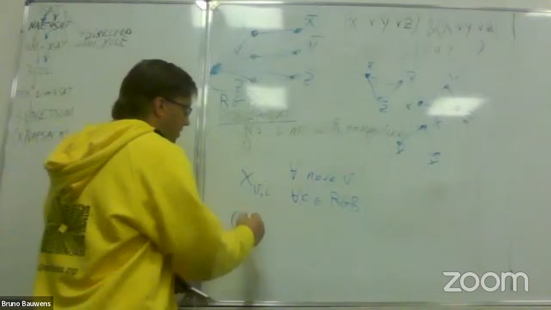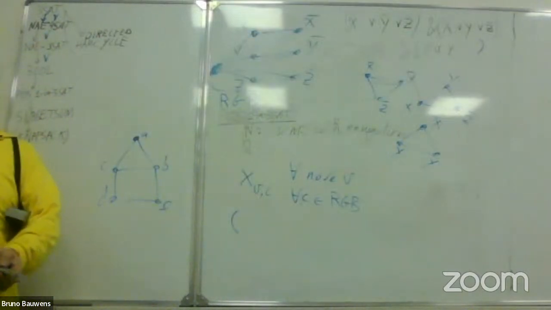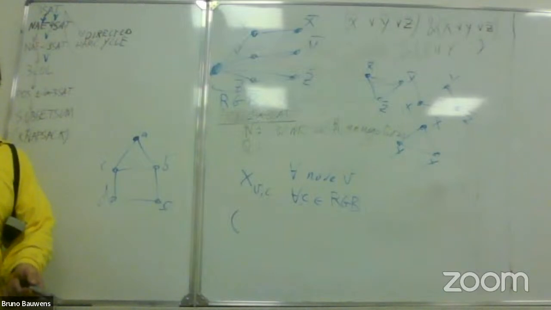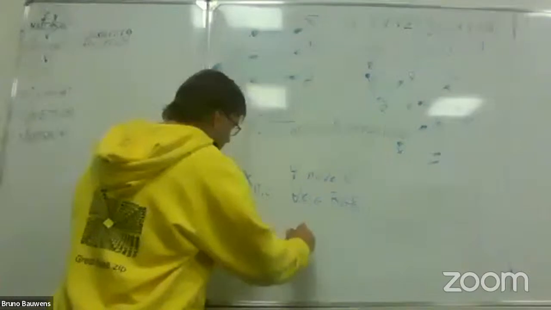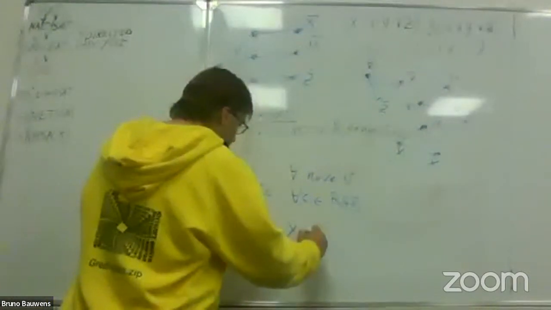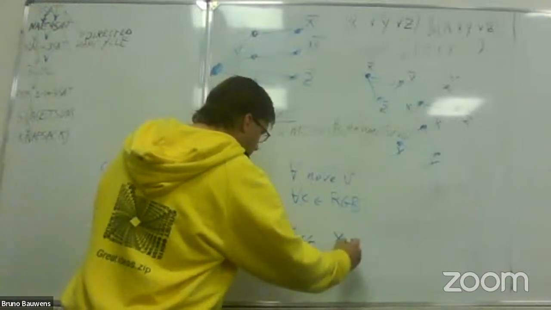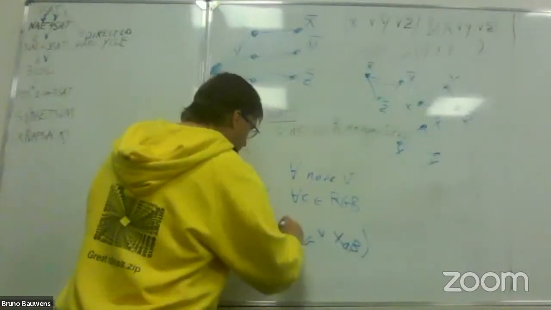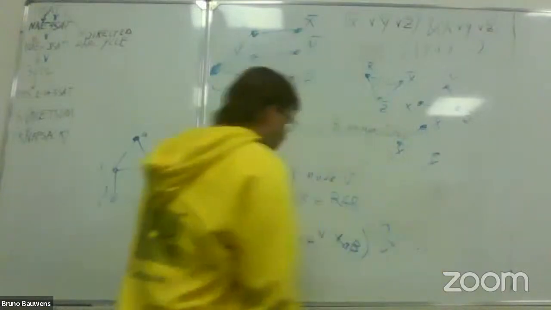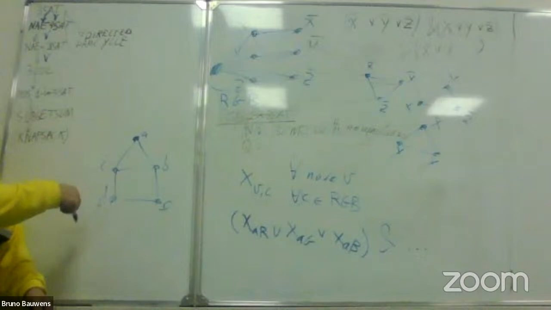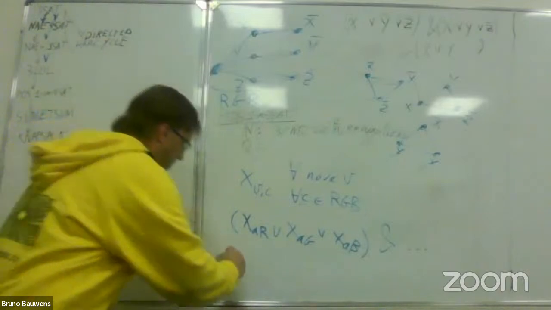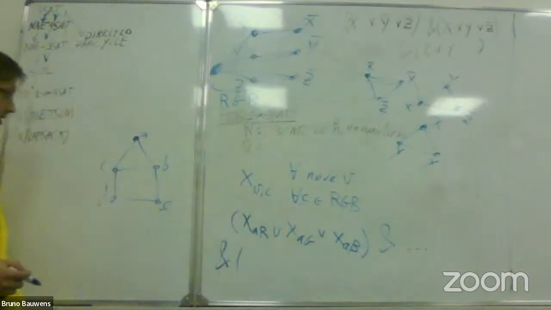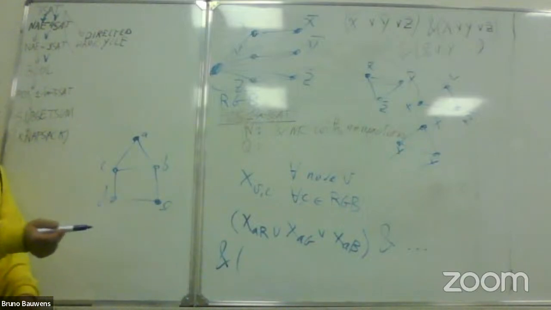So we have two types of clauses. The first type of clause will guarantee that exactly one color is selected. So we will use X_A,R, X_A,G, X_A,B. And this is continued for all the nodes of the graph. Same for B. And then the second batch of clauses guarantees that edges connect nodes of different color.